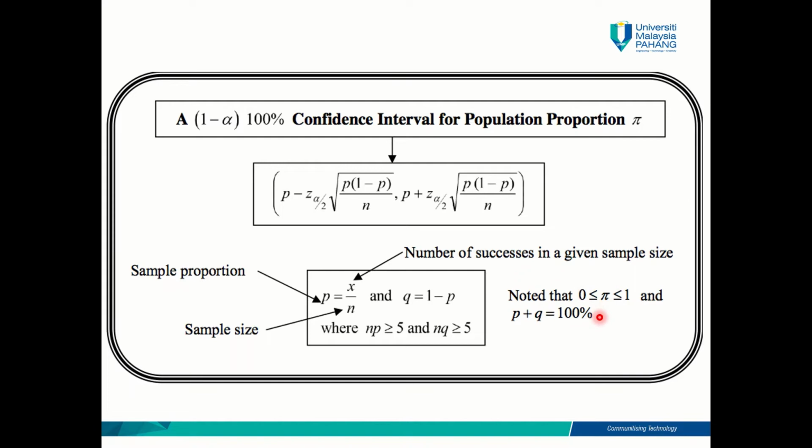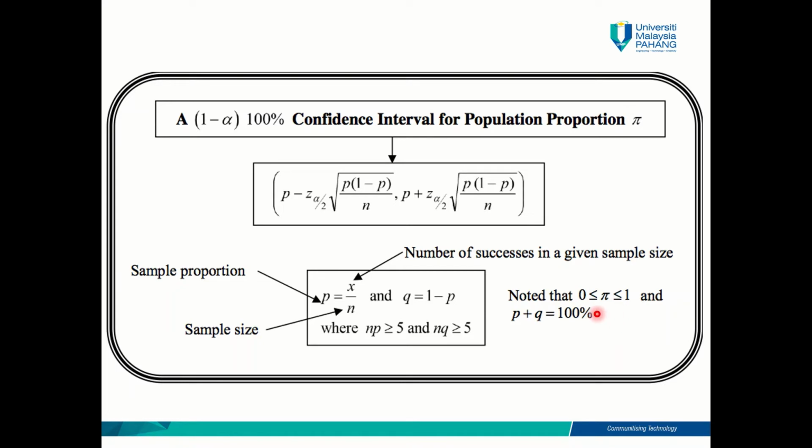You should never calculate P and get a negative value, and you should never calculate P and get more than 1. So your confidence interval to estimate pi also has to be within this range. This might be a good tip. If you calculate the confidence interval and you get a negative value, that means something is wrong with your calculation. And if you get more than 1, that also shows there is something wrong with your calculation. So this is the range for proportions.